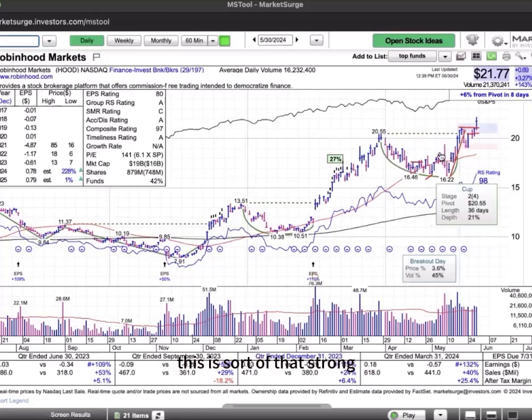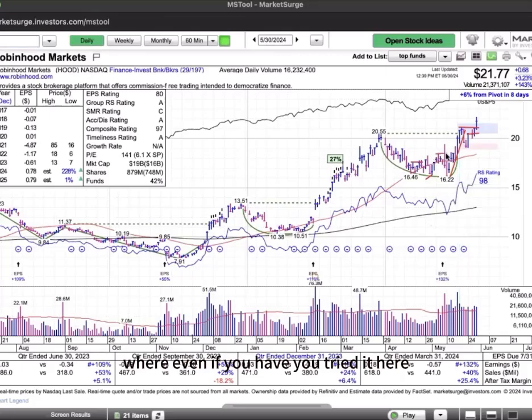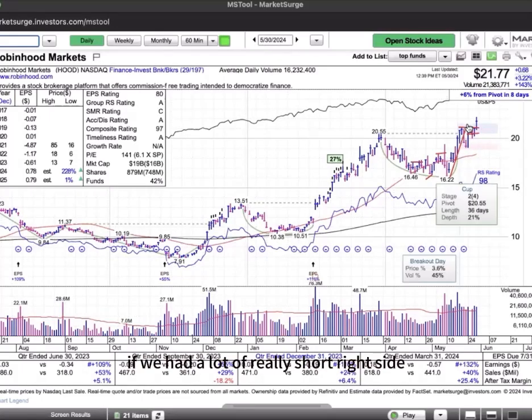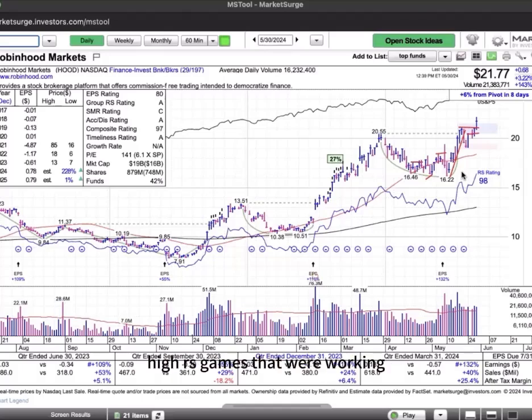Yeah, it's strong. Look at that RS line too. That sort of Hardaway crossover, almost slingshot move, where even if you tried it here, you got shaken out and wham, it came right back. It's a strong name. But on this right side, if we had a lot of really short right side high RS names that were working, we might be playing them. But given that feedback's still a little bit mixed, it's a more aggressive play.